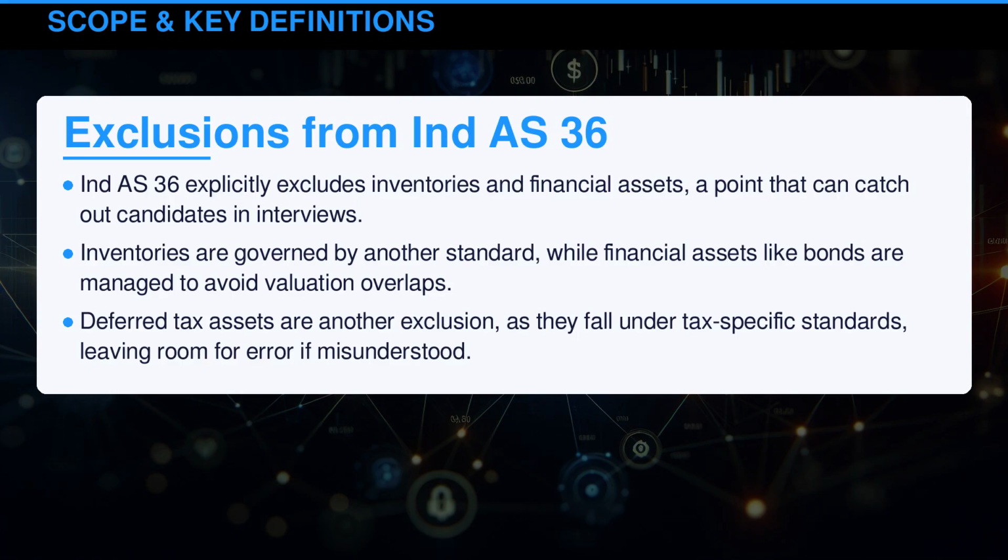Indian Accounting Standard 36 explicitly excludes inventories and financial assets, a point that can catch out candidates in interviews. Inventories are governed by another standard, while financial assets like bonds are managed to avoid valuation overlaps. Deferred tax assets are another exclusion, as they fall under tax-specific standards, leaving room for error if misunderstood.